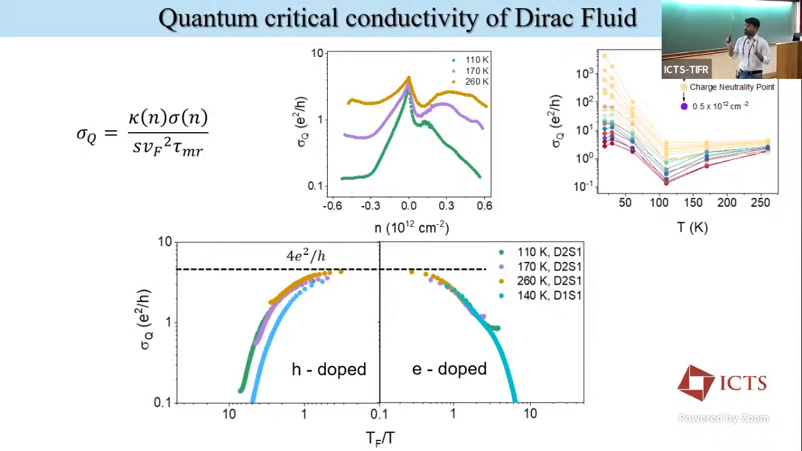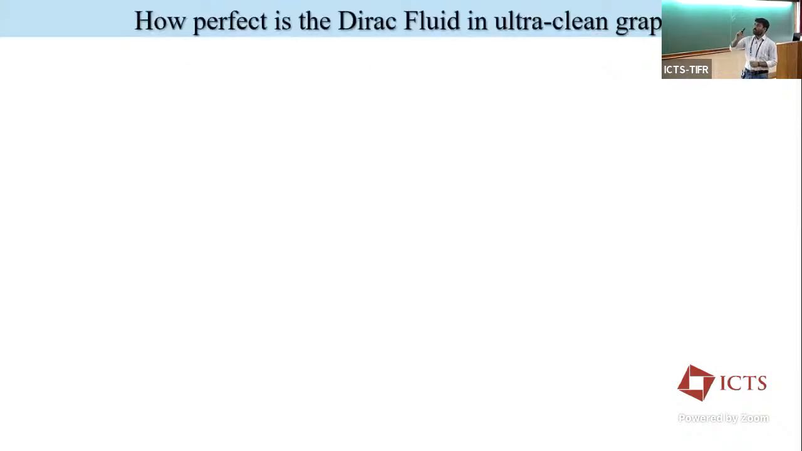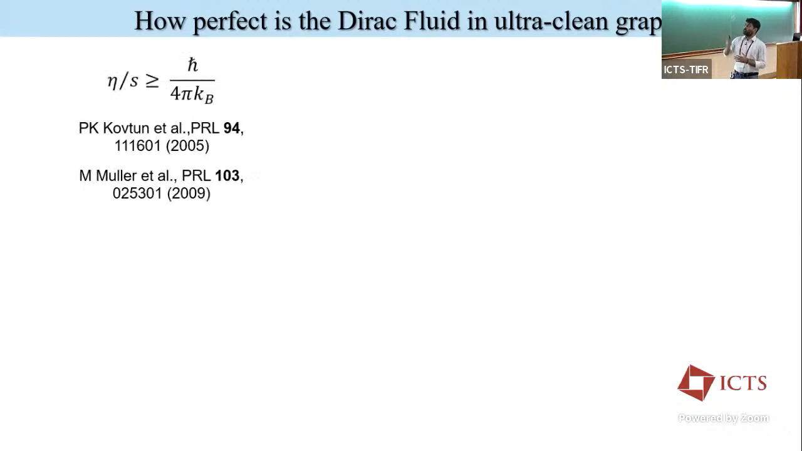So this is the 4e²/h picture. The last part of the picture is what I talked about initially: how perfect is the Dirac fluid? As we mentioned, the Dirac fluid in ultraclean graphene is supposed to harness the minimum viscous dissipation that is possible. It's given by this holographic lower bound of ħ/(4πk_B), which has been theoretically postulated and experimentally found to a certain extent by people.